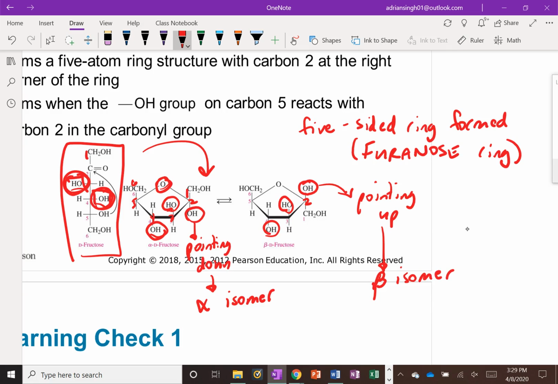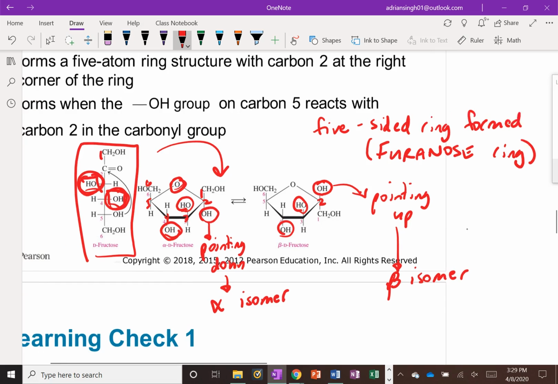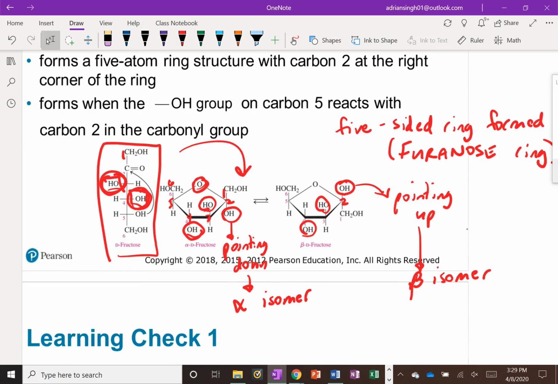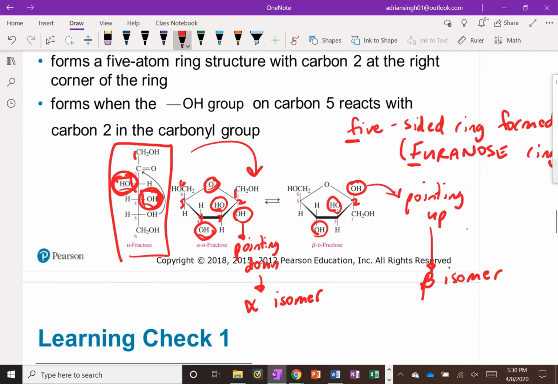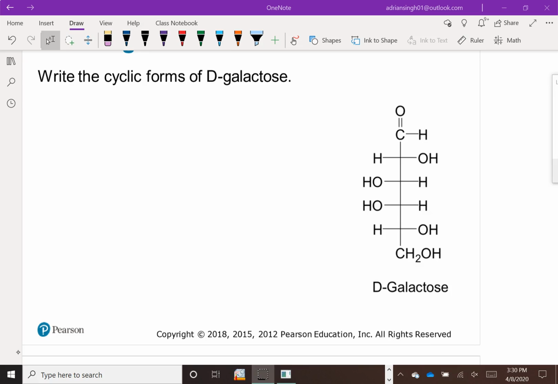Because you do still end up forming a ring, and the ring is going to be the most predominant form in solution, you still have the possibility of it being either the alpha or the beta isomer. The 5-sided ring is called Furanose. So the way that I remember this: F for 5, F for Furanose, and then the 6-sided ring is the Pyranose, the other one.